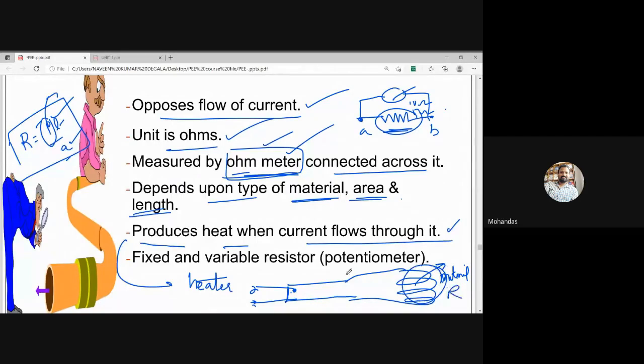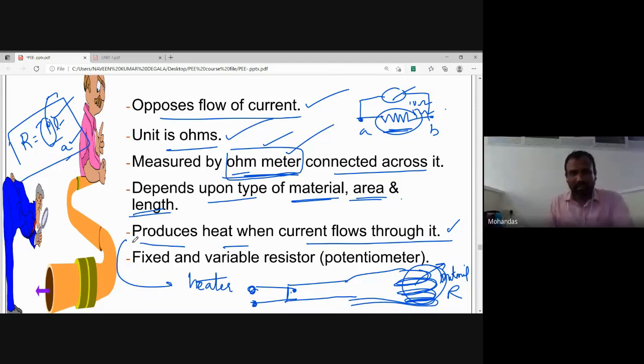When you connect a heater to a switchboard, the current is flowing through this element, this material, then heat will be developed. So the best example to understand this point is, the material produces heat, the property of a resistor. It produces heat when current flows through it.